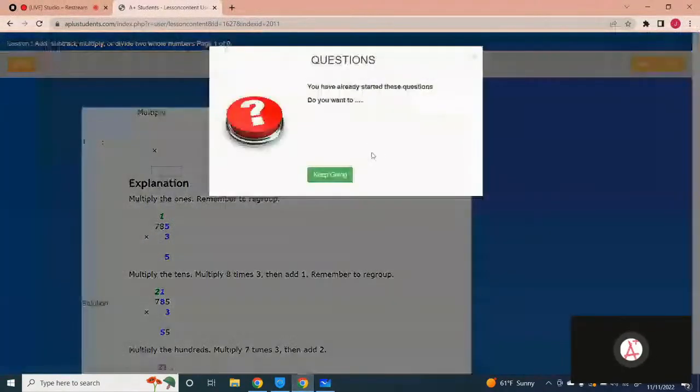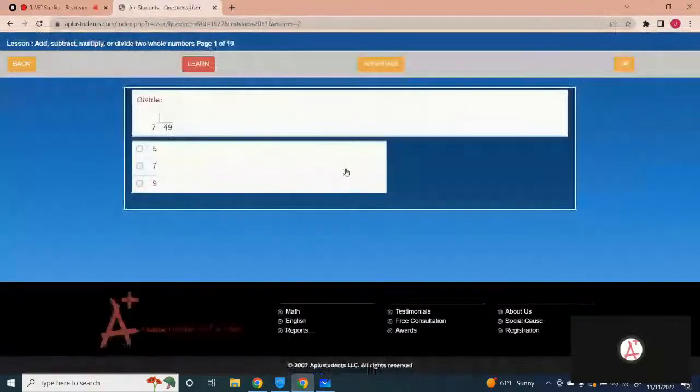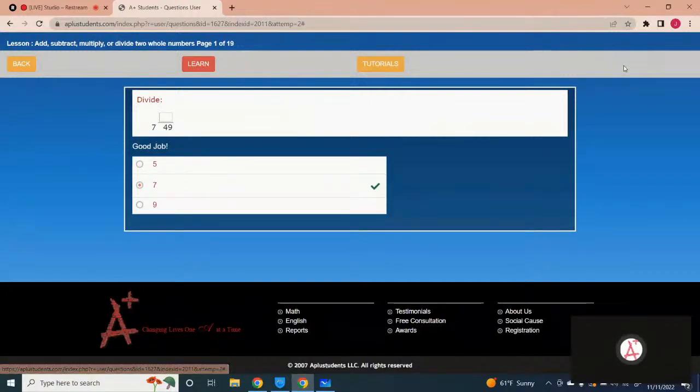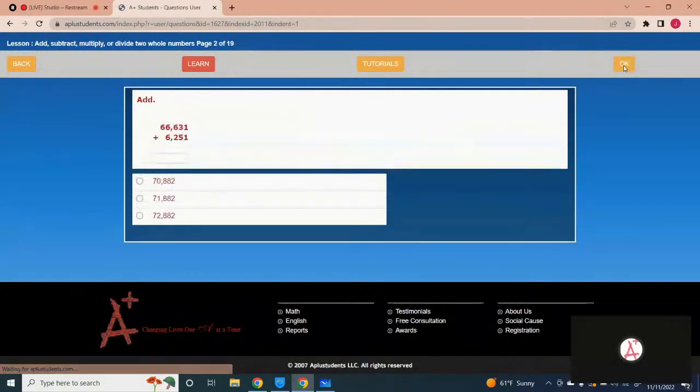Let's start with the test because you already know how to add, subtract, and multiply numbers. You have to divide 49 by 7. 49 divided by 7 equals... 7 times 7 is 49. Got it? So the correct option is 7. Just select the correct option and click on the OK button.